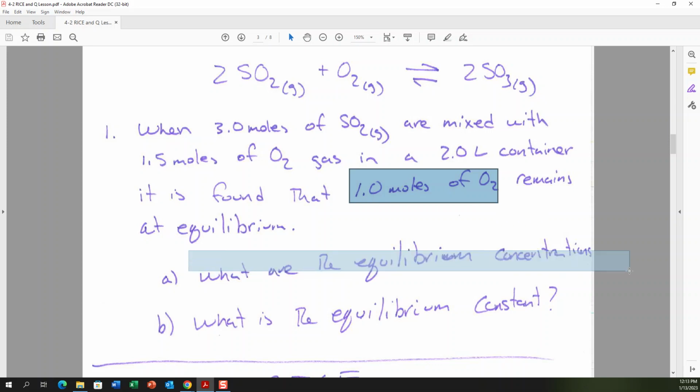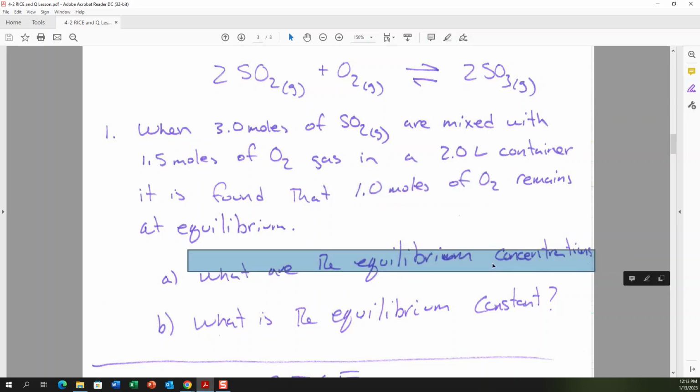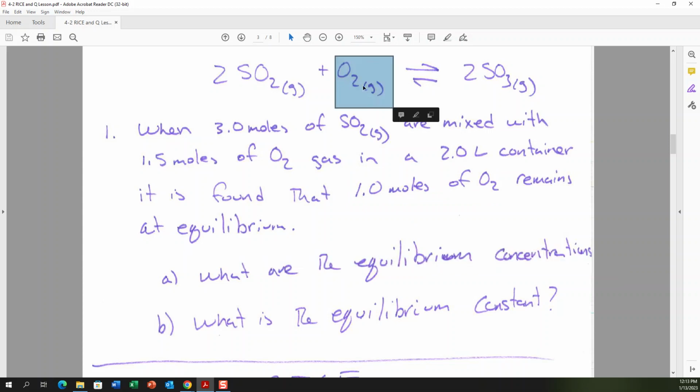So for part A, right away, I can answer for one of these. I can get the equilibrium concentration for oxygen. It's just 0.5, 1 divided by 2, because that's how many moles I have of oxygen at equilibrium, and that's the volume of the container. So 1 divided by 2, 0.5 moles per liter, would be the equilibrium concentration of oxygen. But I still need to figure out the equilibrium concentrations of these two things.